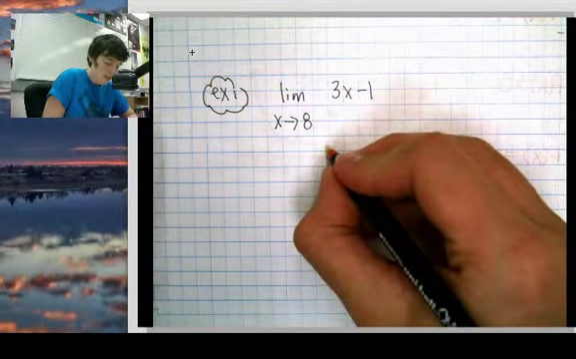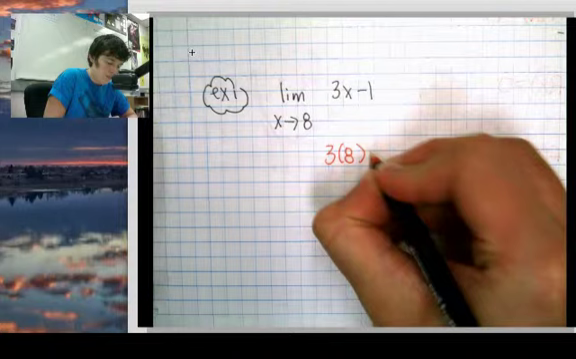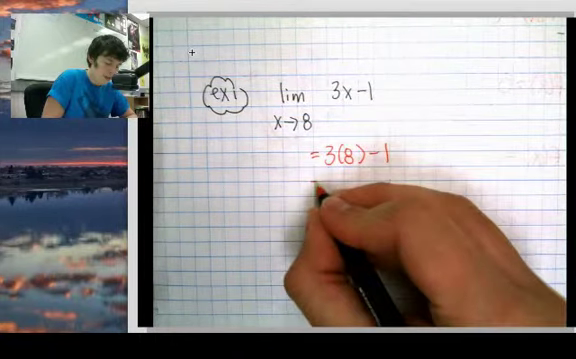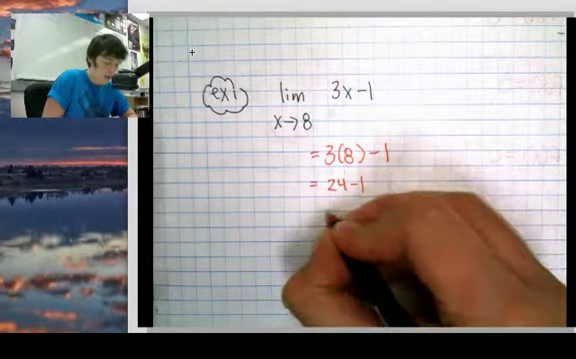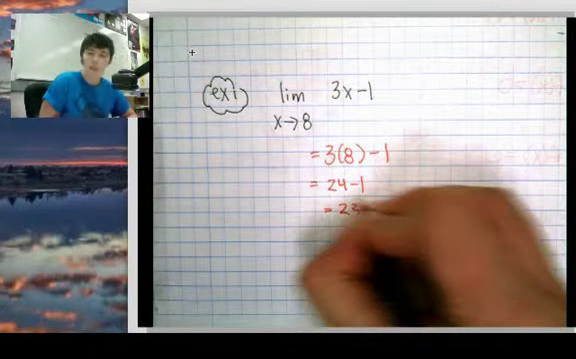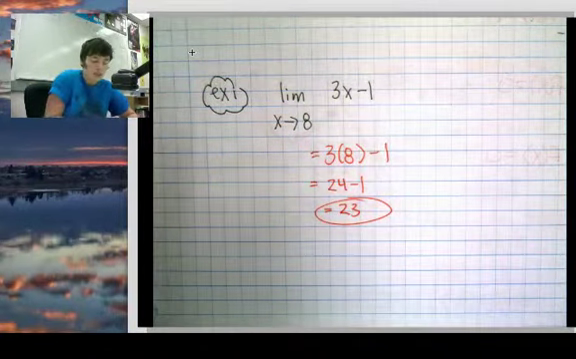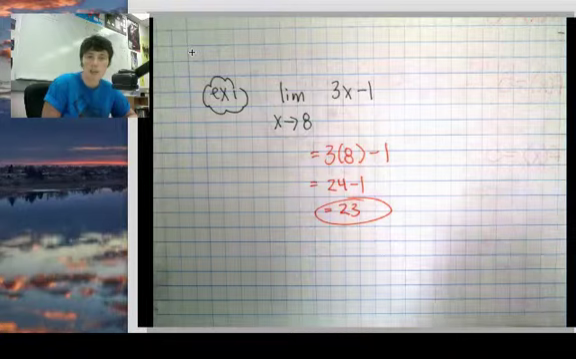I can figure this out by pretty much just plugging in 8 right away. So I'm going to do 3 times 8 minus 1. Some simple math is 24 minus 1, which is 23. That means if I were to make a graph and make a table, I would get the same answer. I'd get 23 as my limit.